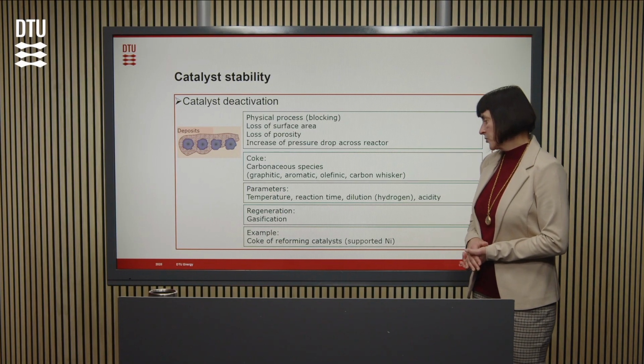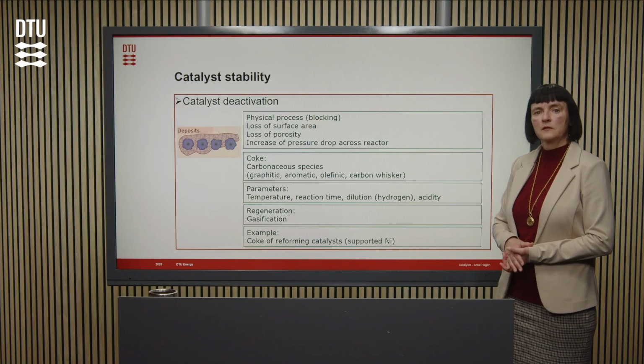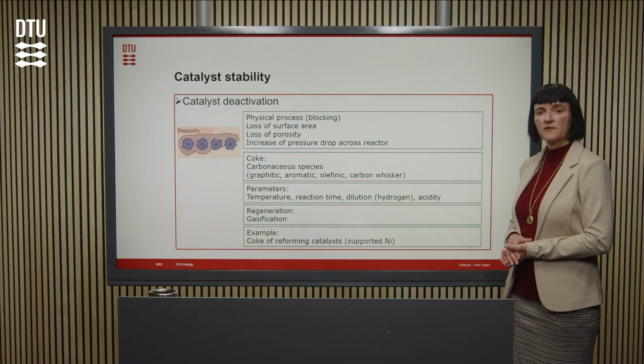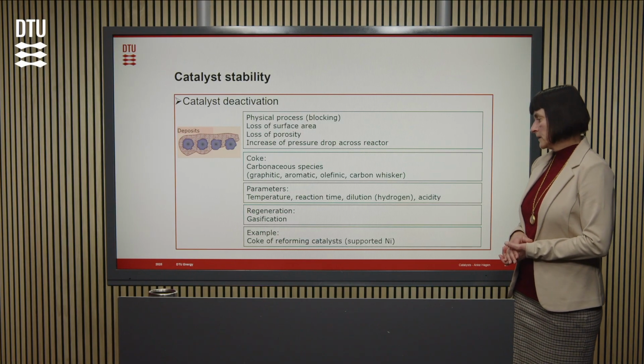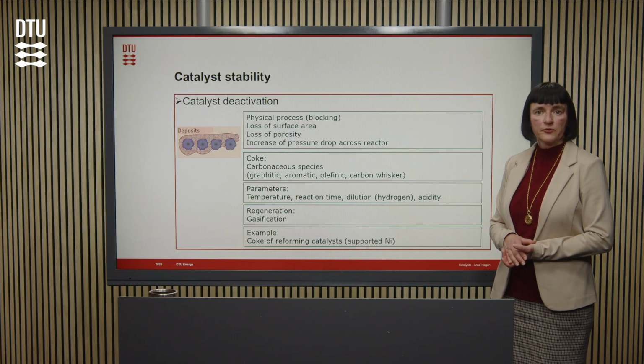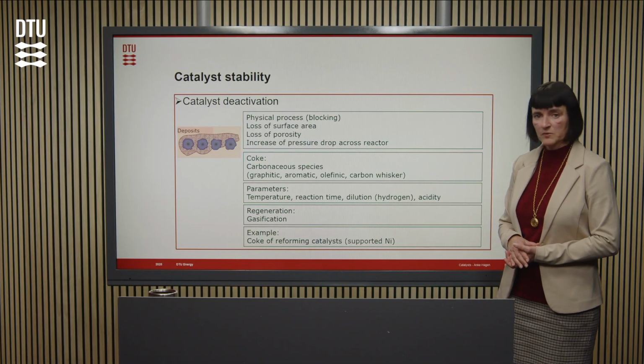Examples for that are coking of reforming catalysts that are typically nickel supported on, let's say, a large surface area oxide. And here you actually have to try finding safe operating windows so that you are totally avoiding the formation of this specific deposit.